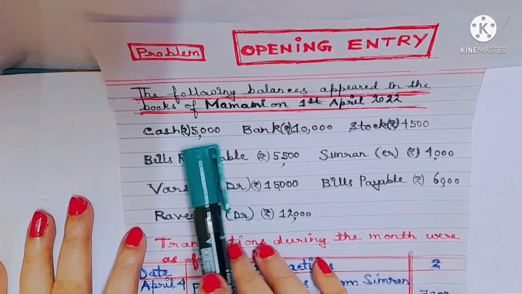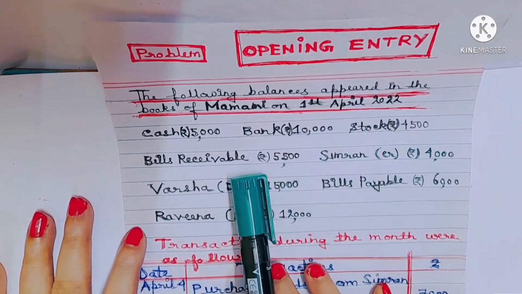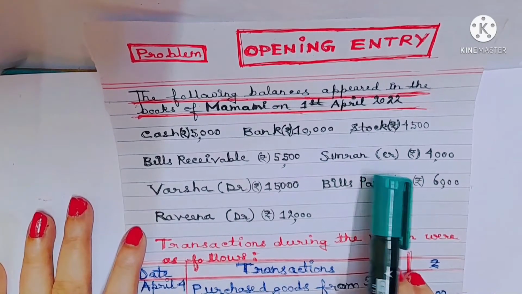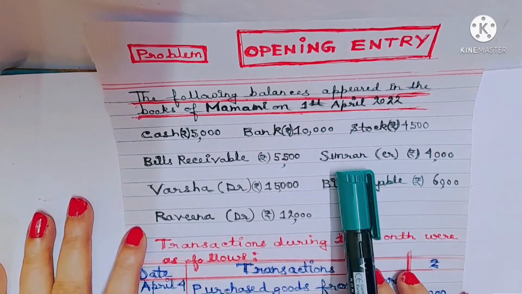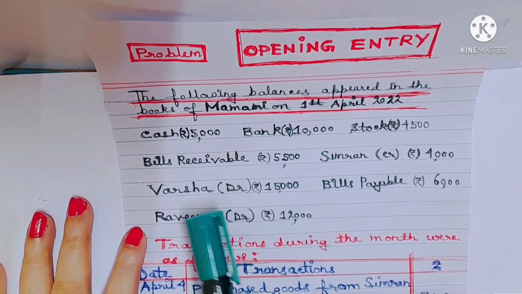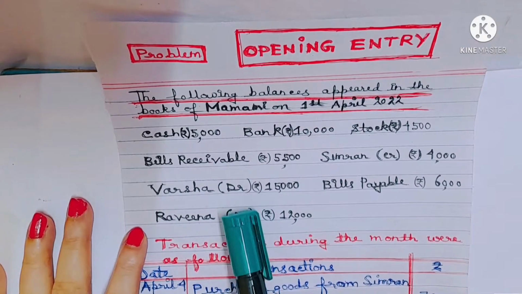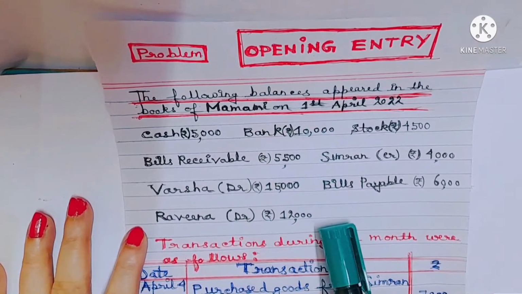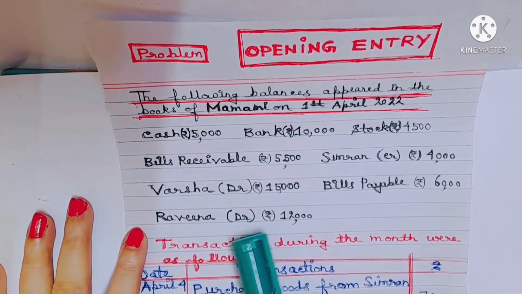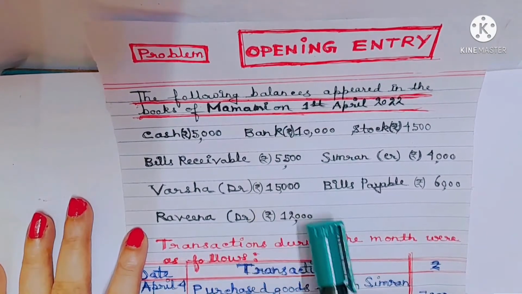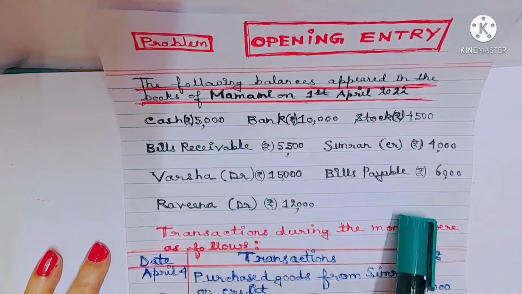Now see, cash is an asset, bank account is an asset, stock is an asset, bills receivable is an asset. Now Simran, asset or liability? See, in the bracket it's given CR. CR means credit. That means Simran is the creditor of Mamuni. Varsha, in bracket, Dr. Dr means debit. So that means Varsha is the debtor of Mamuni. Bills payable, a liability as we all know. Ravina Dr. Dr means Ravina is the debtor of Mamuni, 12,000. And there are some transactions along with the opening balances.